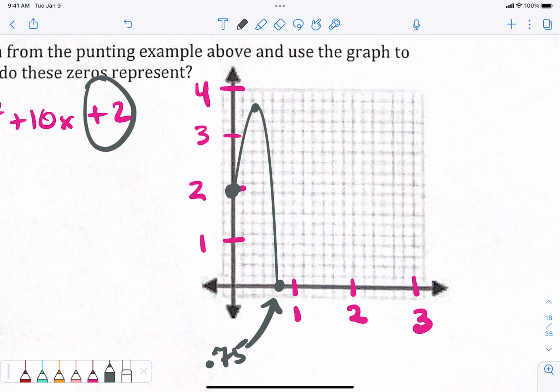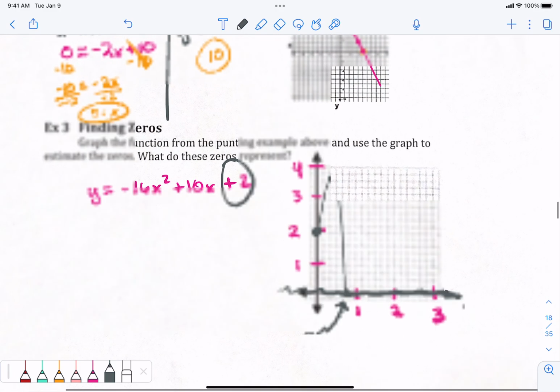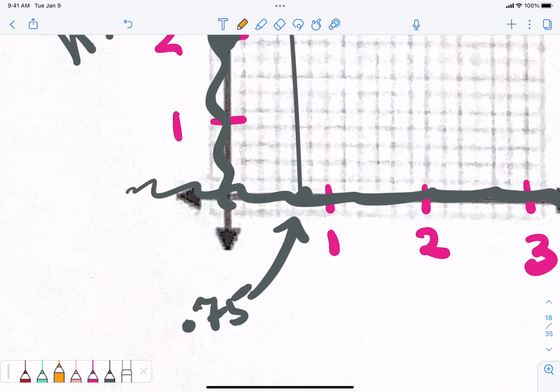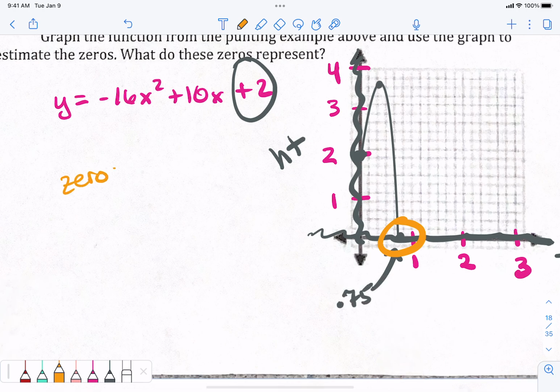Okay? Now, what is the x-axis representing? Time. Okay? And what does the y-axis represent? The height. So where is the 0? At about 0.75, according to the graph that I just graphed on Desmos. What does 0.75 mean? When the ball is at 0 height, that's the x-intercept. What does that mean? When it touches the ground. The time that it touches the ground.